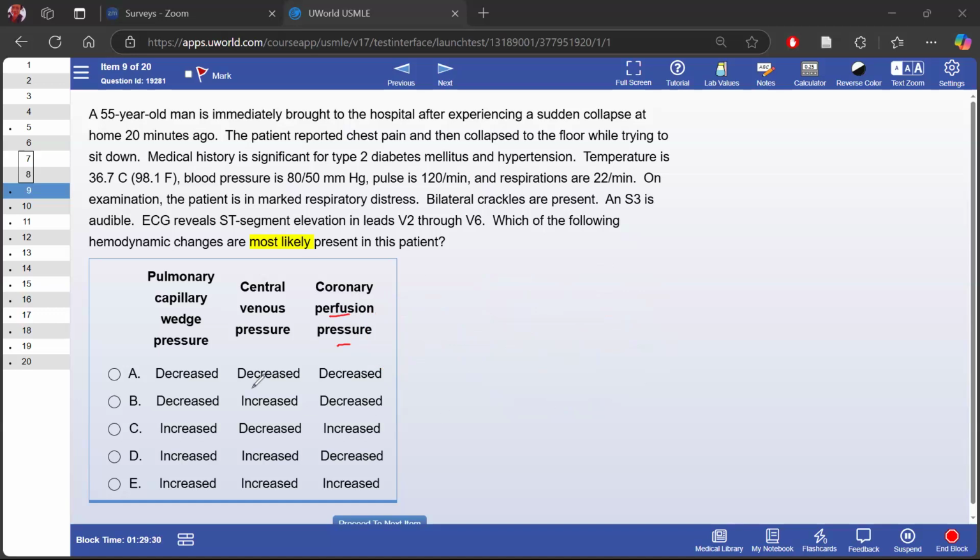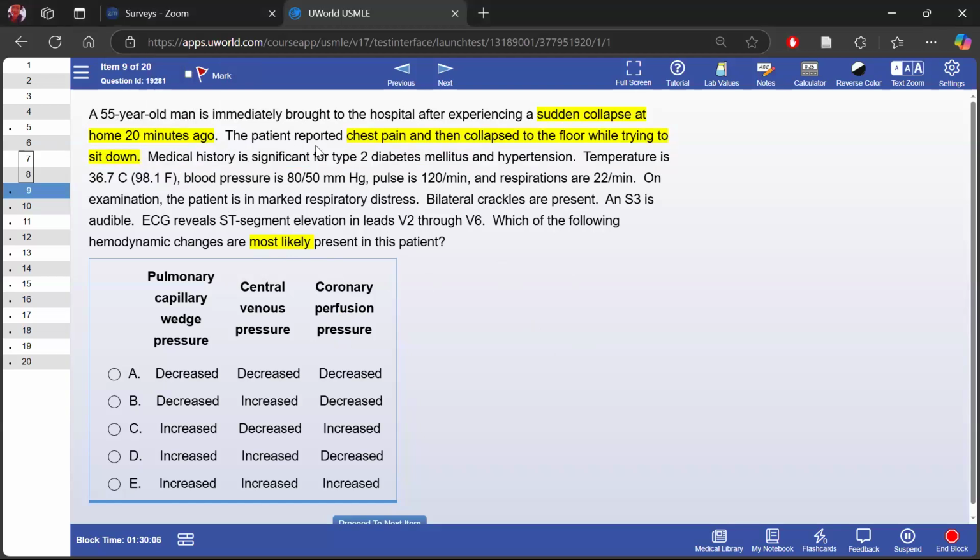All right. Since we have a better idea of what these indices mean, let's dive in. So we have a patient that is 55. In this vignette, I want to focus on what is most important. Patient is 55. Patient has suddenly collapsed at home 20 minutes ago. The next sentence is relevant to the HPI, the chief complaint. The patient reported chest pain and then collapsed while trying to sit down.